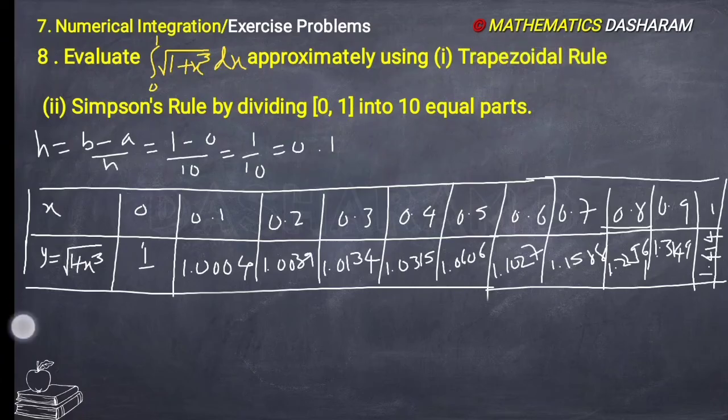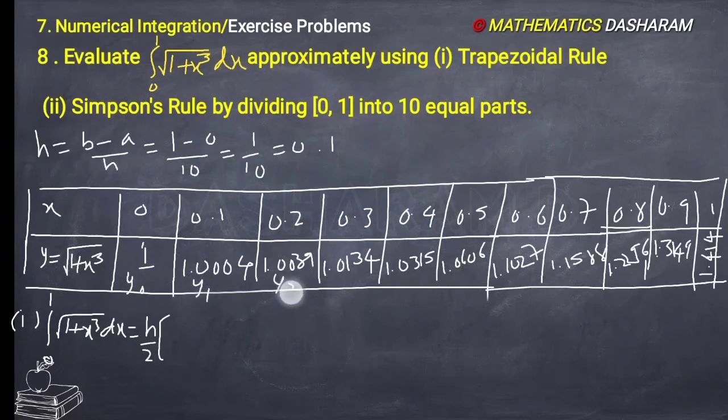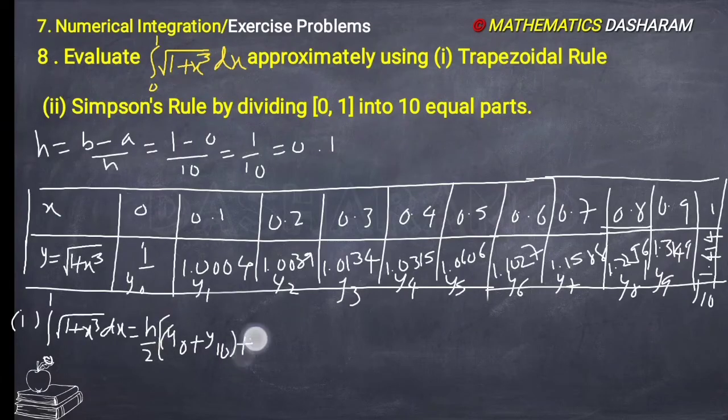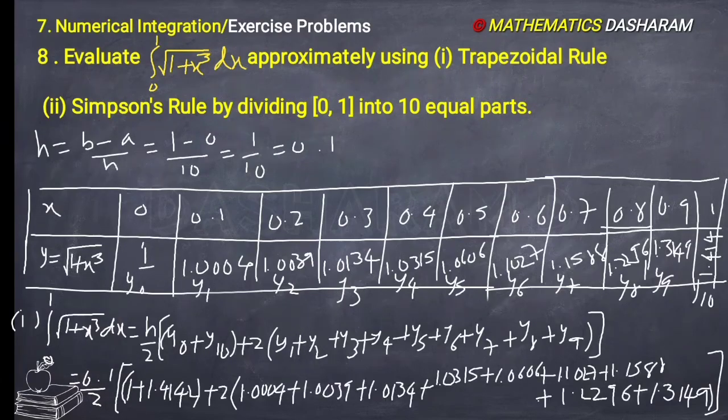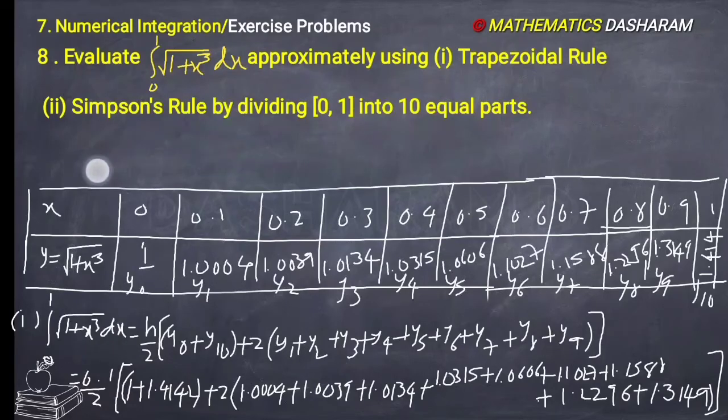So now the first method is using the trapezoidal rule. Let's find out the answer. First of all, let's take the names for all these numbers: y0, y1, y2. So it is equal to h by 2 bracket of y0 plus y10, the first and last ordinates, plus 2 bracket of the sum of the remaining ordinates. Now substitute the values in this. The h value is 0.1 divided by 2. Next substitute all the values. So let us simplify this answer.